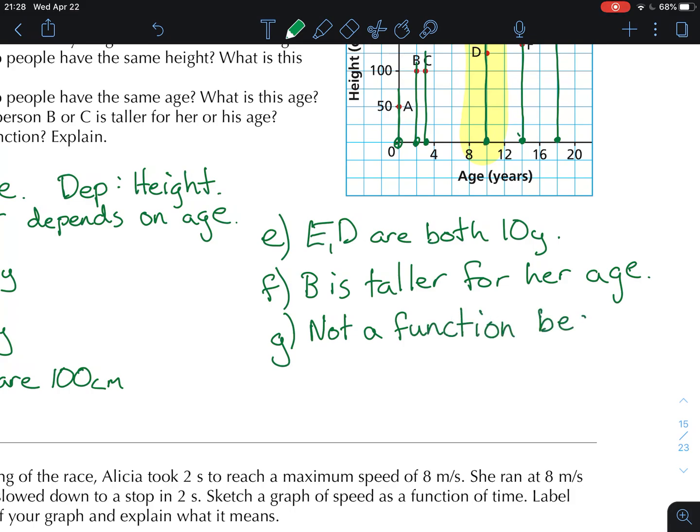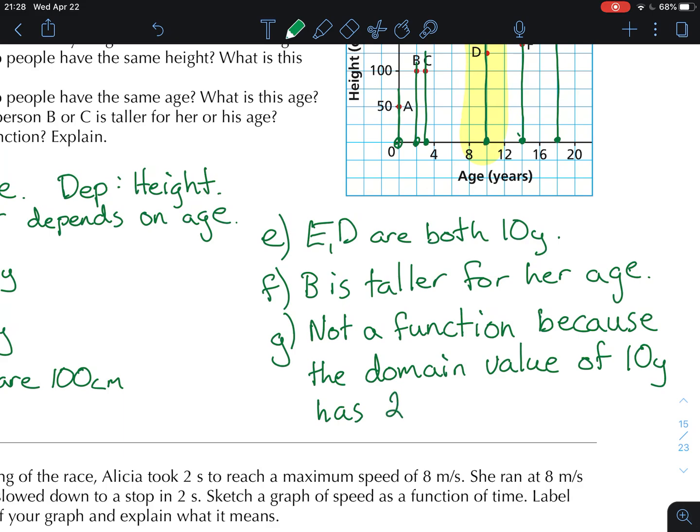It is not a function because the domain value of 10 years old has two range values. For a relation to be a function, each domain value has to have exactly one range value.